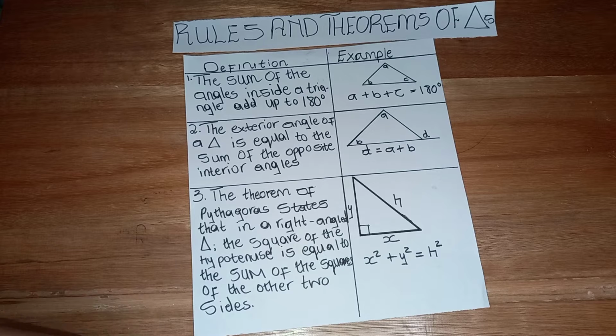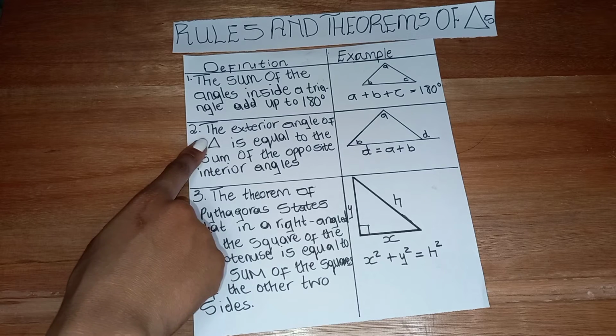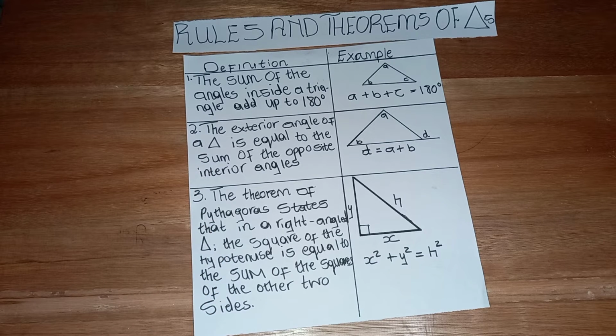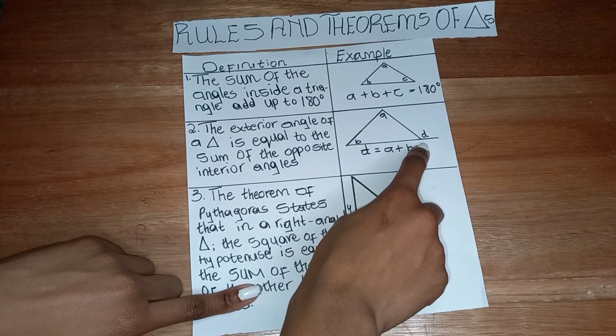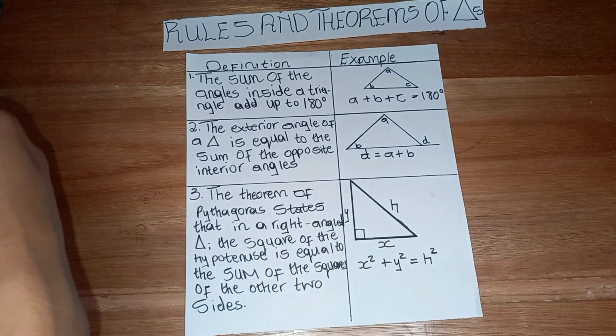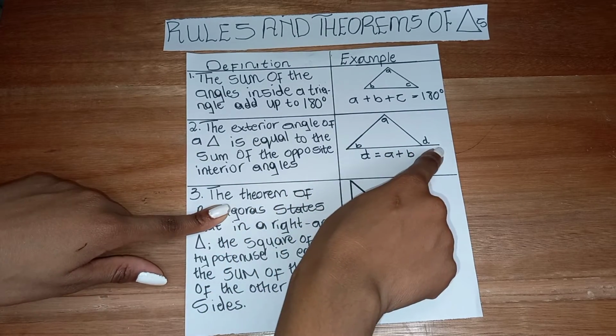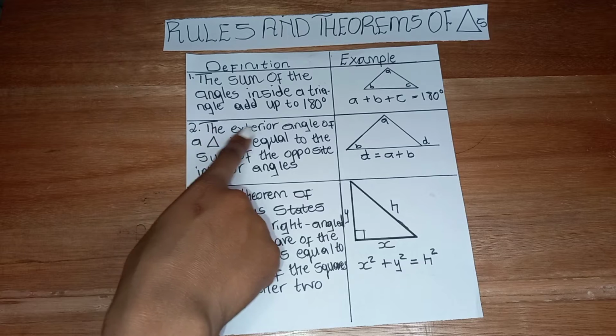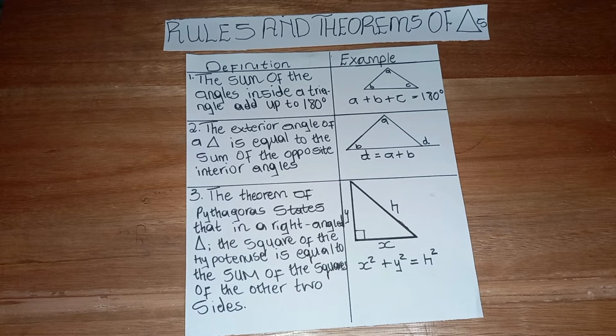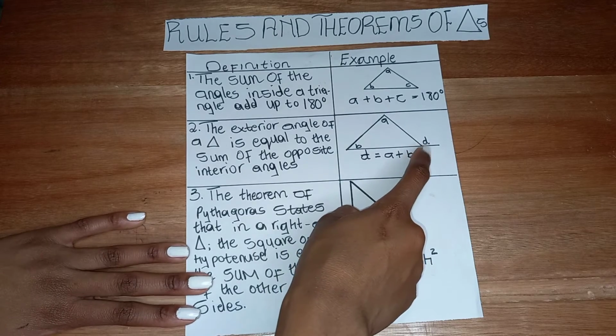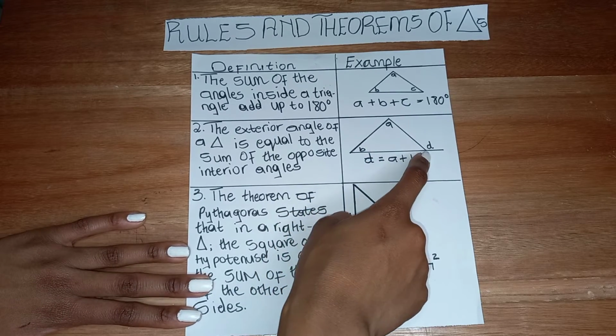So let's go on to rule number 2, the exterior angle of a triangle. I've just drawn a triangle here to symbolize that I'm saying a triangle. So the exterior angle of a triangle, which is the exterior angle? The exterior angle is the one that lengthens the triangle base line. They're saying the exterior angle of a triangle is equal to the sum of the opposite interior angles. So first, let's identify which is the exterior angle. The exterior angle is this one outside, which is angle D. It is this one outside the triangle.